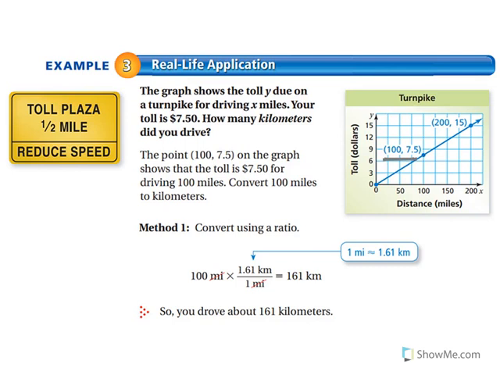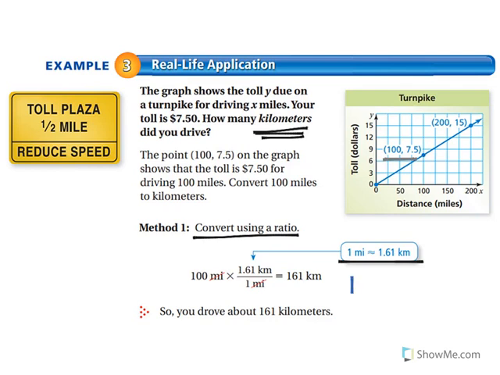However, they want to know how many kilometers it was. And so I need to know how many kilometers there are in a mile. And so over here, it's given to you. And if not, you can just look it up. You're given 1 mile is approximately 1.6 kilometers. And we're going to convert using a ratio. So how we do that is this way.